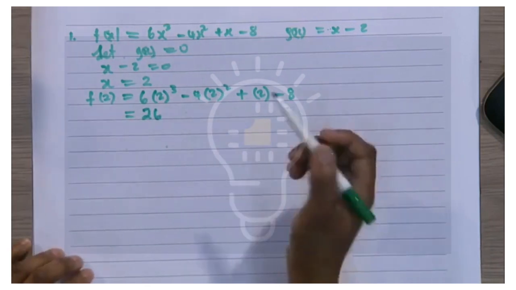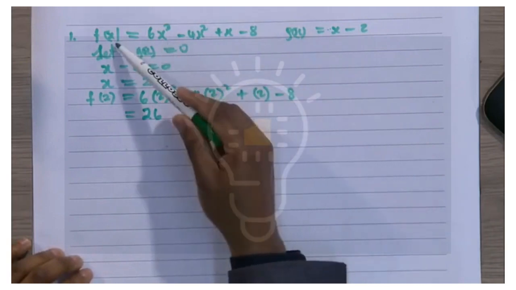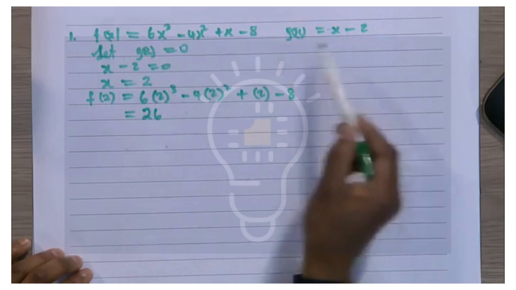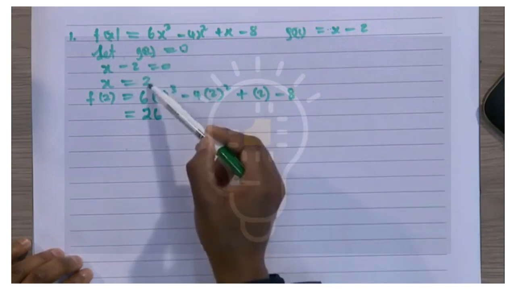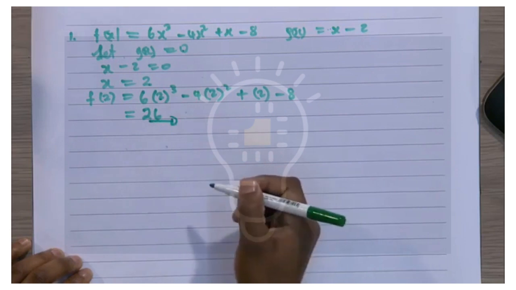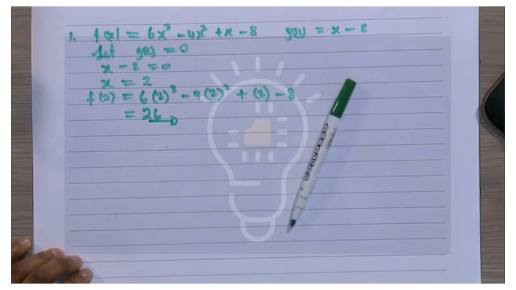That simply means that when we are dividing f of x by g of x, if we are interested in knowing the remainder, then we just let g of x equal 0 and substitute the 2 there, and then we know that the remainder is 26, meaning g of x is not a factor of f of x.